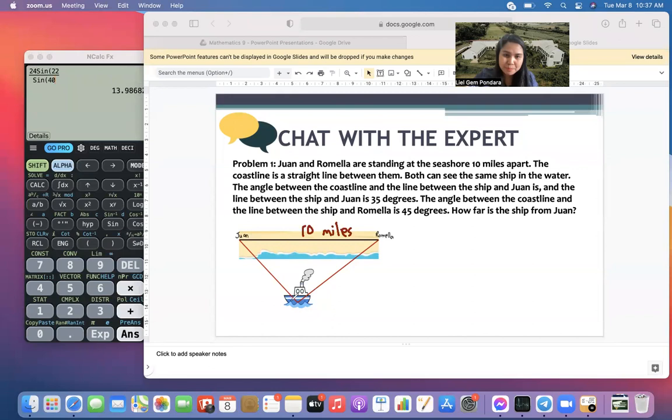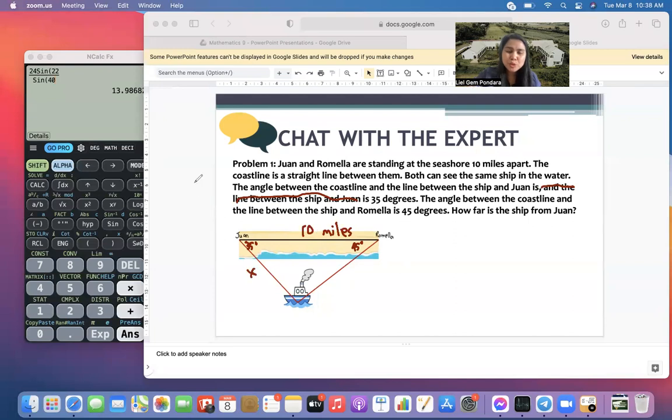Both can see the same ship in the water. So you draw the ship on the water, and the angle between the coastline and the line between the ship and Juan is 35 degrees. So from Juan to the ship, the angle is 35 degrees. Next, the angle between the coastline and the line between the ship and Romelia is 45 degrees. How far is the ship from Juan? So we're looking for the distance of the ship from Juan, and we write there X.